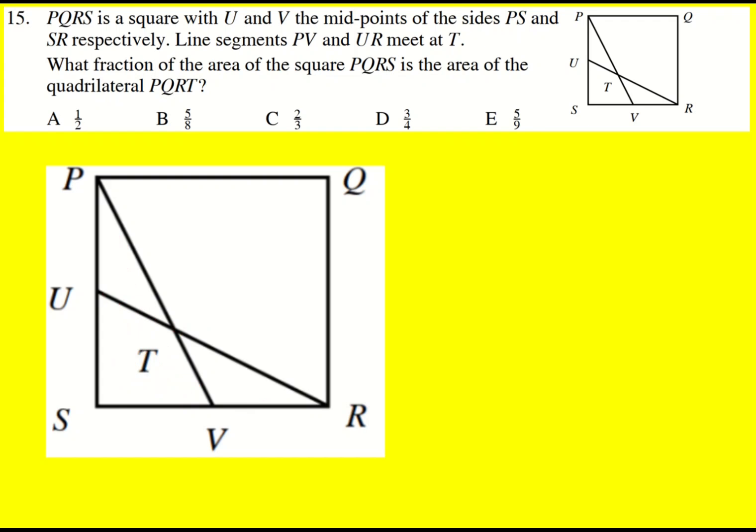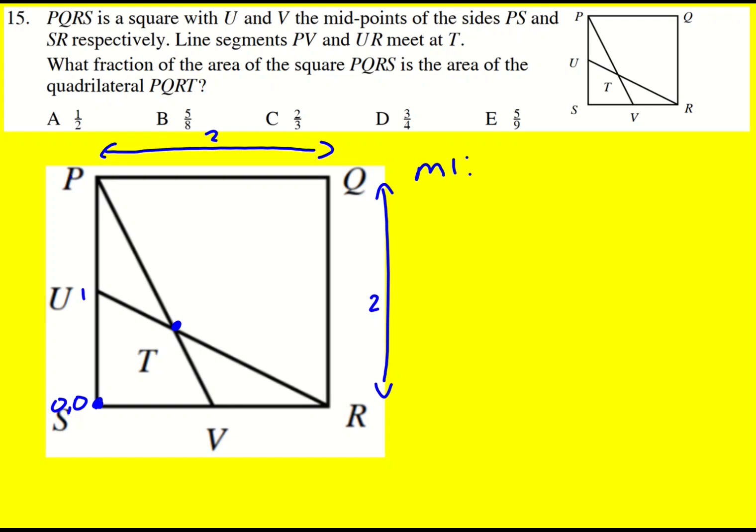Method one. This is actually how I did it. I just quite like this approach. I never really see it being used, but I think it's a good one. So I want to find this point here. I decided to use straight line graphs to help me. I decided to call this the origin, 0, 0. And I'm going to say that the square is 2 by 2. Remember, we're only interested in the fractions, so we can make it whatever we like.